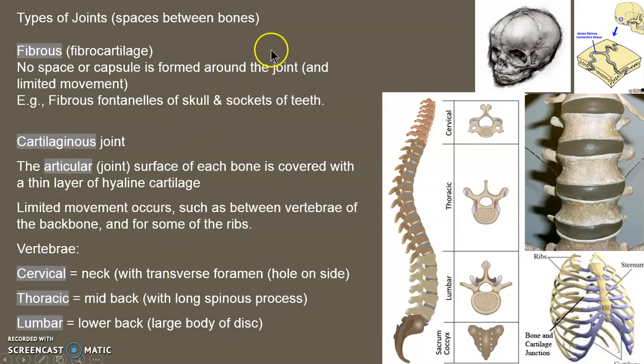Okay, types of joints. Fibrous is a fibrocartilage, and there's almost no space. I mean, think of the skull. Those are joints, the sutures. Now, in an infant, you know, the fontanelles, these cartilaginous spaces are pretty pronounced. But as we get older, they're going to suture over.